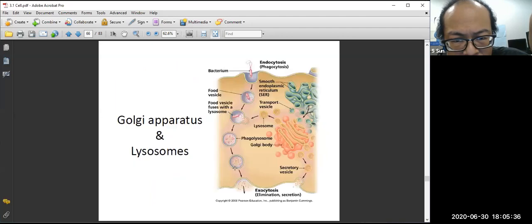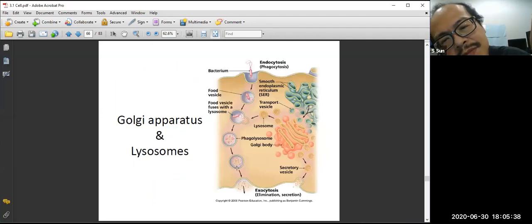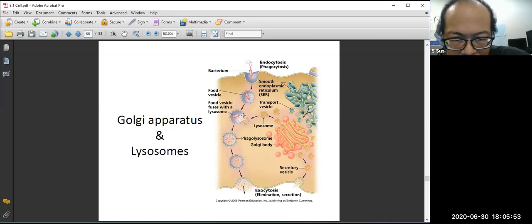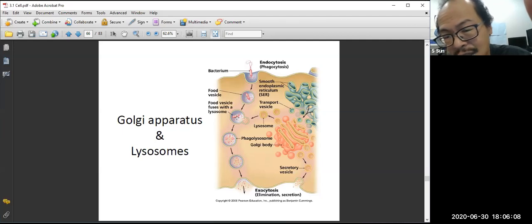Or it can be, let's see if we have here, yeah. So for example, this is ER, Golgi, then pinched off and released into the extracellular space, as we mentioned earlier, or these vesicles can merge with the lysosome. So it will deliver that protein. In this case, these proteins are digestive enzymes in the lysosome to help the lysosome digest this engulfed stuff, right? This is bacteria, for example.